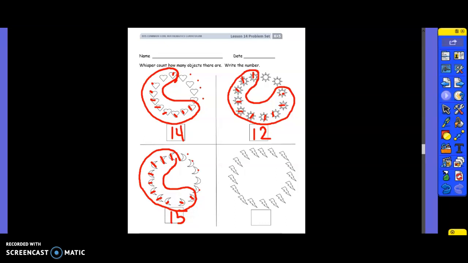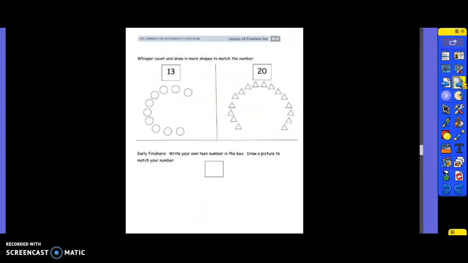Yes, it's really important that you touch and count when we have numbers in circles. You don't want to lose track of your counting and your thinking. So as you count, touch it and make a little line or a dot. You circle your 10, and then that allows you to see how many more you have. You see your number in parts. I'm going to let you finish the front of your page independently by yourself. On the back, they want you to whisper count and draw in more shapes to match the number.